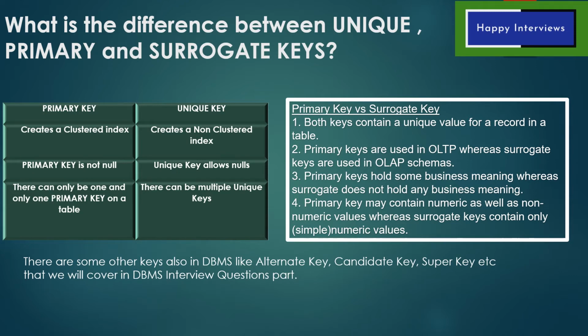Last point is primary key may contain numeric as well as non-numeric values, whereas surrogate key can contain only simple numeric values. That is quite understood. The primary key can be any field. It's not necessary that it should be a numeric value only. It can be varchar also, but surrogate key will always be numeric only. So in the last, there are some other keys also in DBMS like alternate key, candidate key, super key, etc. that we will cover in the DBMS interview question part. Okay.